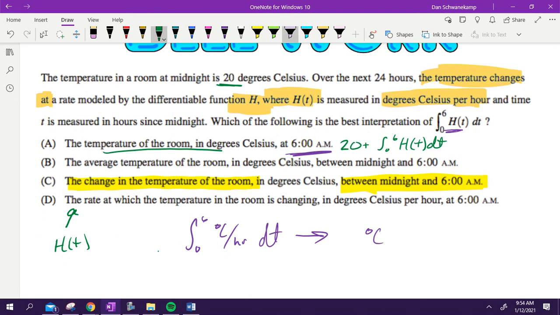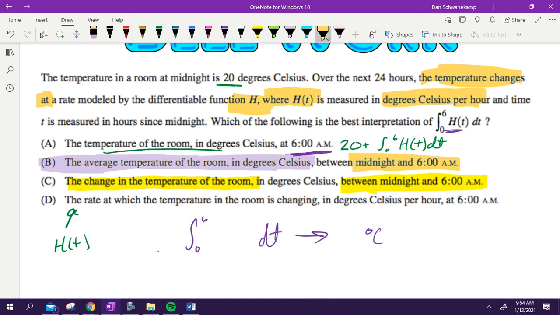Talk with your neighbor. How would you find the average temperature of the room in degrees Celsius? Think about that for a second. We are trying to find the average of the temperature of the room in degrees Celsius between midnight and 6 a.m. This one's kind of tricky. Anyone confident in what they said?